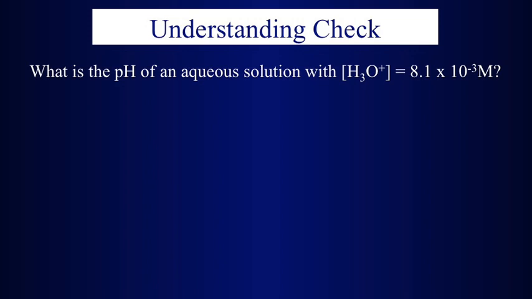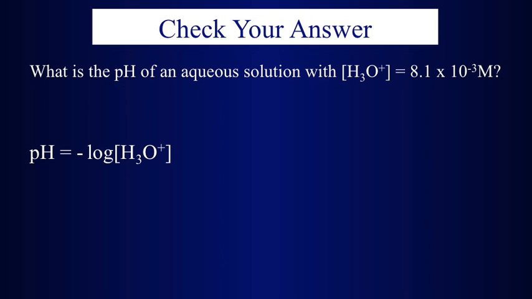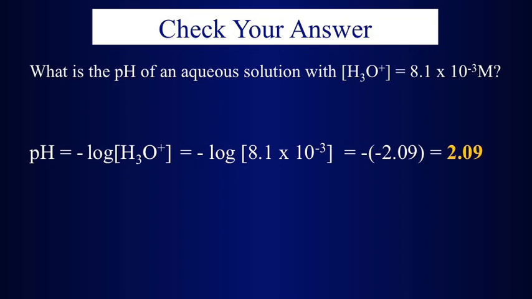What's the pH of an aqueous solution where the hydronium ion concentration is equal to 8.1 times 10 to the minus 3 molar? Click pause and work on the problem now. Check your answer. We begin with the definition of pH. We insert the hydronium ion concentration into the equation. Using our calculators to calculate the log of 8.1 times 10 to the minus 3, we get negative 2.09. A negative times a negative gives us a positive number. The pH of a solution with a hydronium ion concentration of 8.1 times 10 to the minus 3 molar is 2.09.